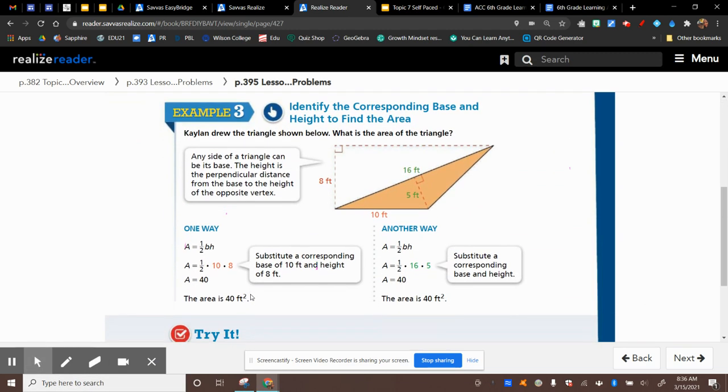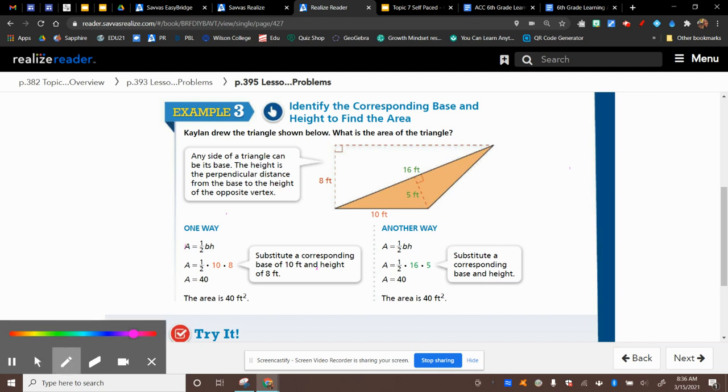It says identify the corresponding base and height to find the area. So you can use different bases, but it determines which height you use depending on the base that you use. Kaylin drew a triangle below. What's the area of the triangle?